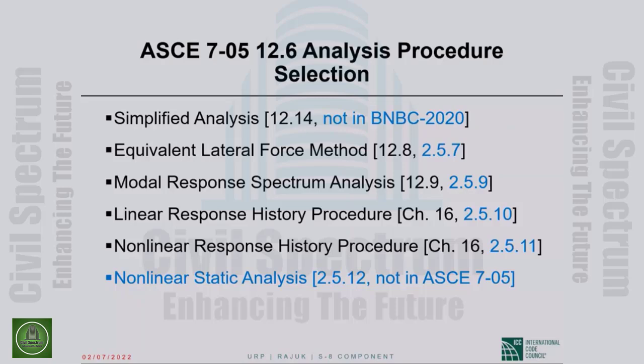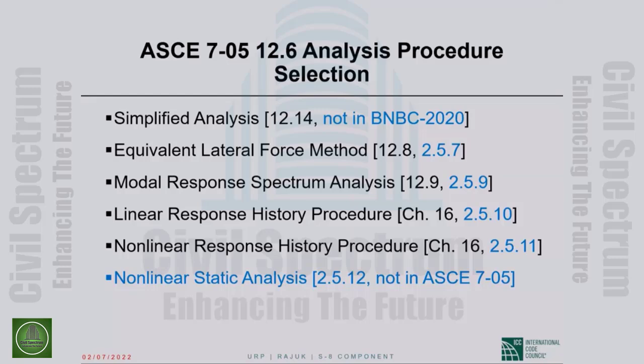ASCE 7-05 was succeeded by ASCE 7-10, then ASCE 7-16, then ASCE 7-22. Each edition there are significant changes, this time probably more than ever before. But when it comes to analysis, this is something very drastic, in my opinion, that we have now put into ASCE 7-22. This is why I thought that I would mention it. Anyway, ASCE 7 has a so-called simplified analysis, which is in a standalone section 12.14.